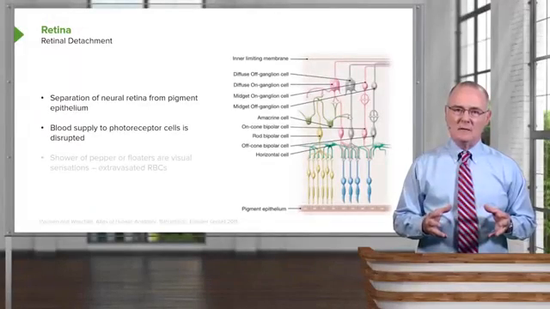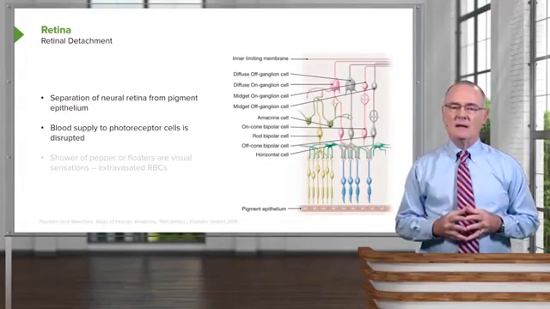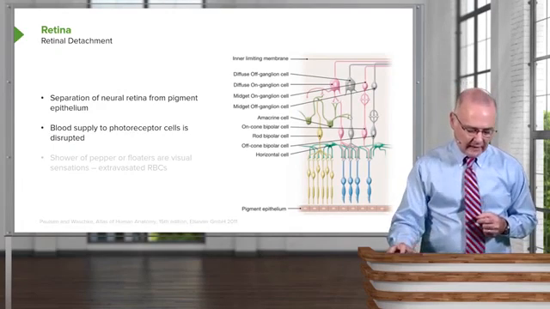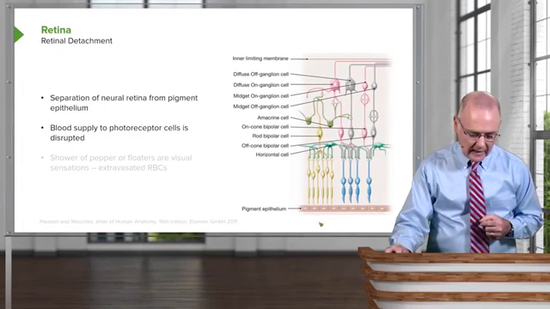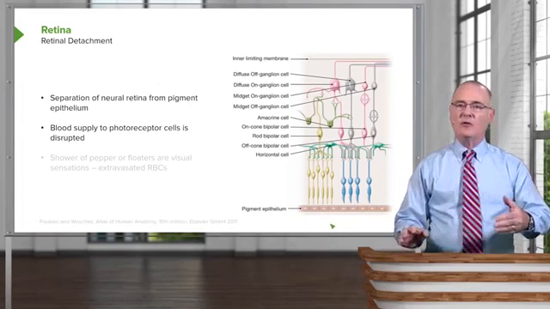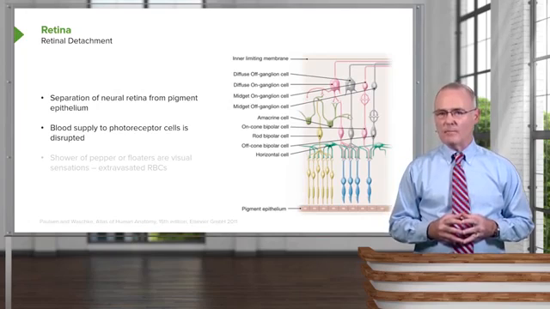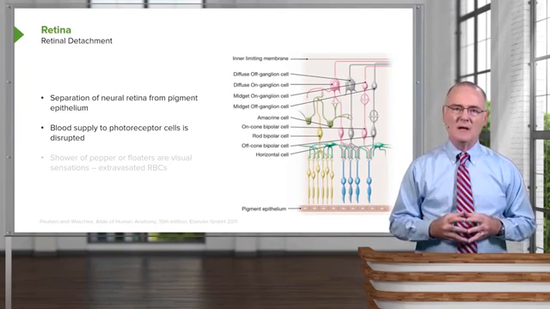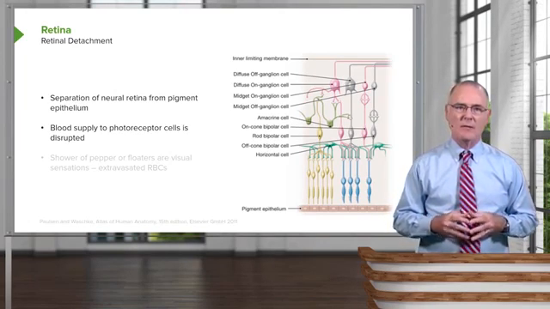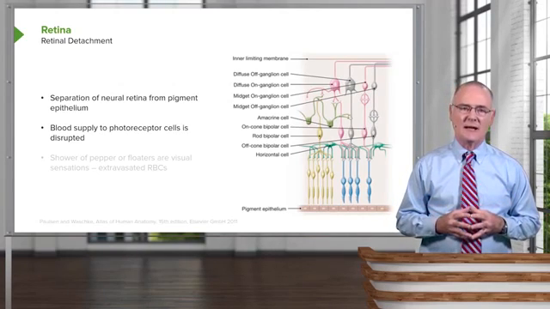The blood supply to this area is from blood vessels that reside in the choroid, which would be down in this area here. And so you are dependent then on the diffusion of the components from the blood to maintain the viability of the retina. That becomes lost when we have detachment.